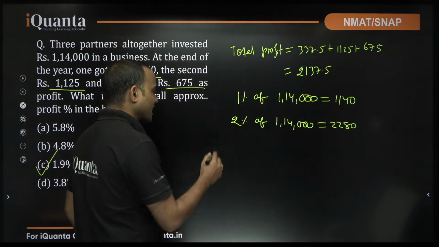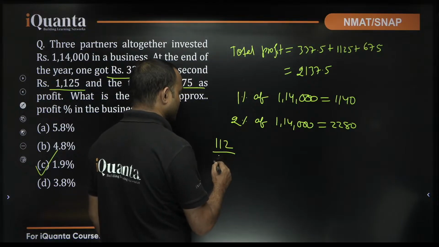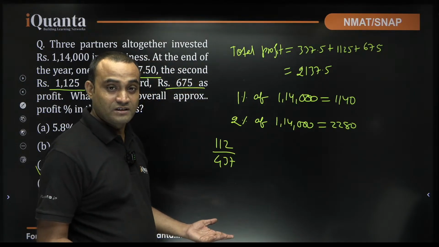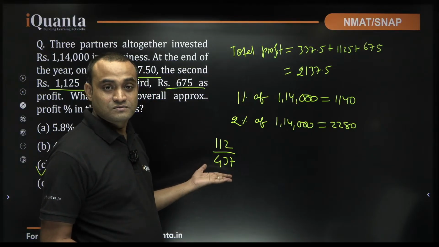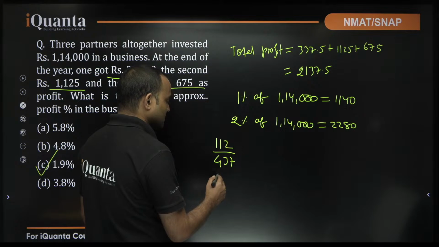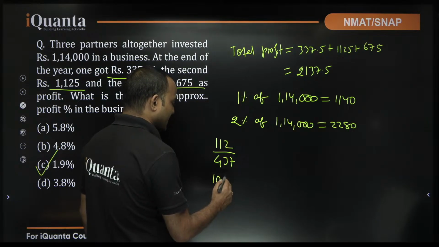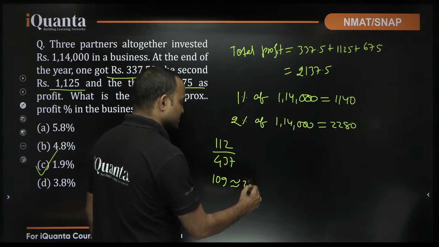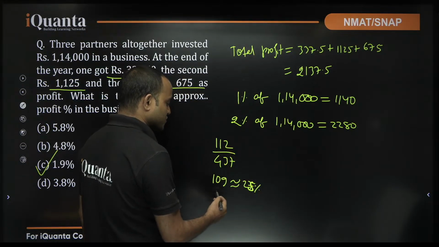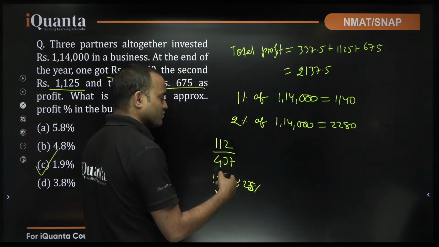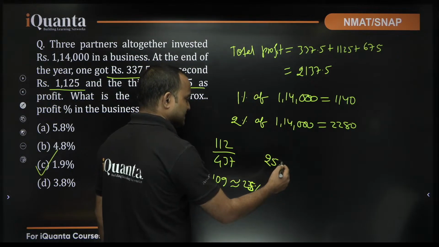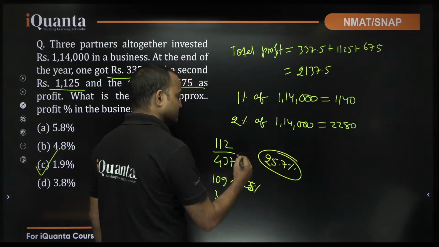Like, let's take one random number, 112 upon 437 is what percent? Okay, what percent is this value? So, how do you calculate this? See, 1/4 of this, so 109 will be approximately 25%, and then the difference is 3. 3 will be very much less than 1%. So, this will be 25 point, let's say 7% approximate.